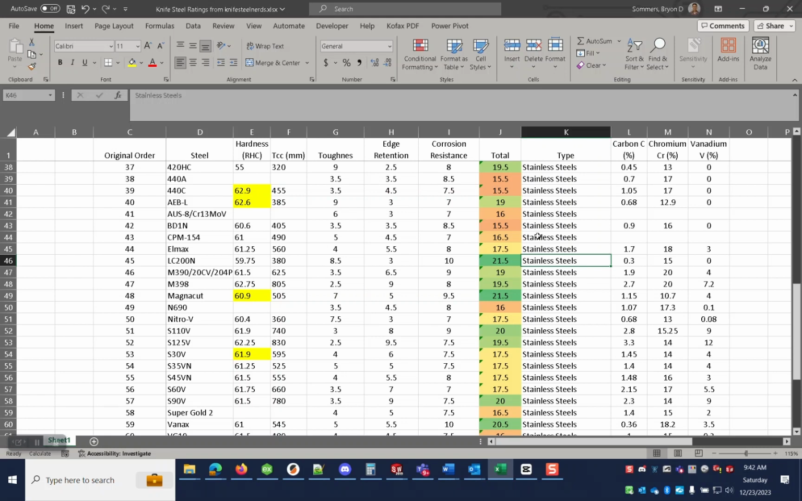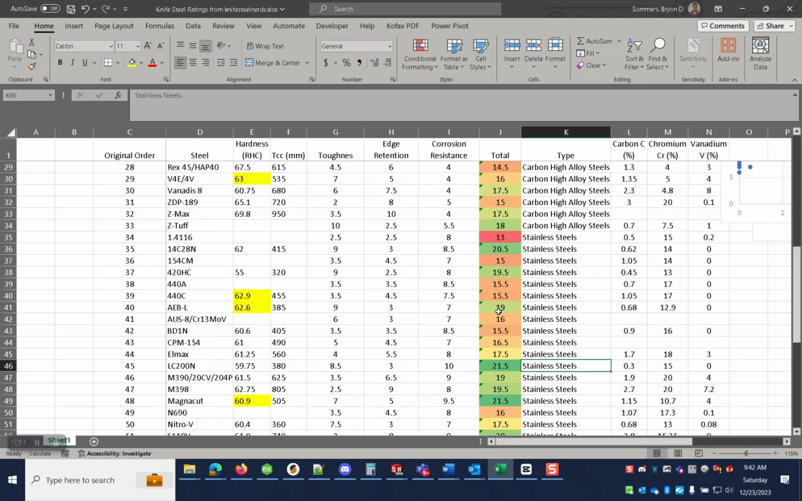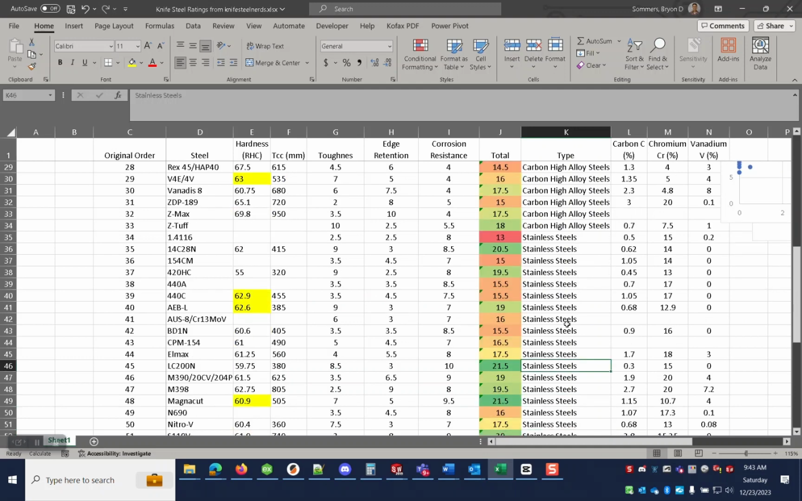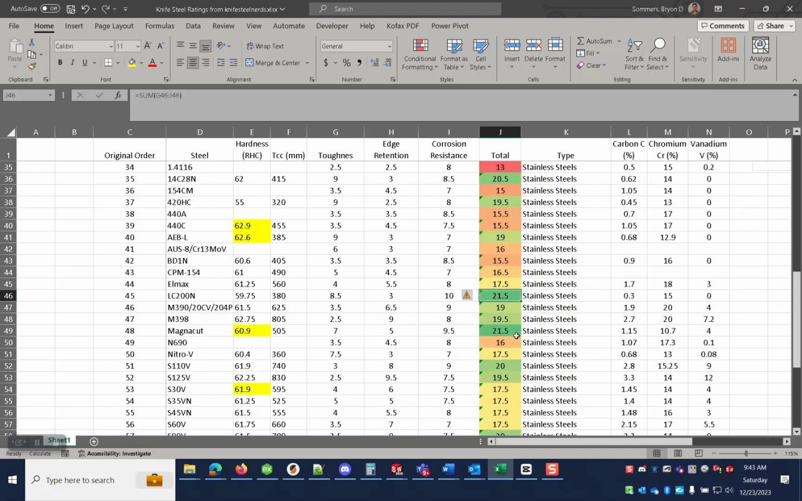So I didn't really understand that there was a difference, and that stainless steels are typically softer than non-stainless steels. So when I found Dr. Larrin's website, that kind of started me doing this analysis. So anyway, in my opinion, I'm in the stainless world. I don't necessarily care about the excellent performance of high carbon steels. I'm much more interested in high performing but stainless at the same time. And so this chart actually supports exactly that. Magnacut and LC200N are the highest ranking.